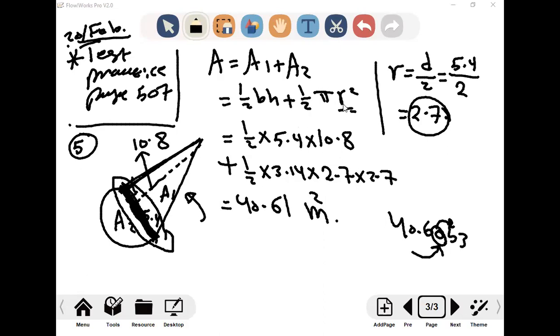Because we have 2.7 to the power of what here? 2 means a number multiplied by itself 2 times. Half pi, and how much is the radius?